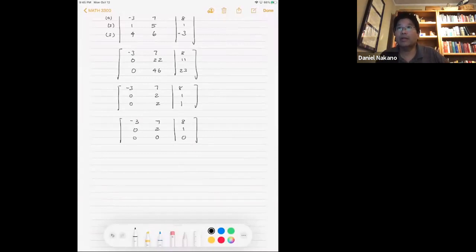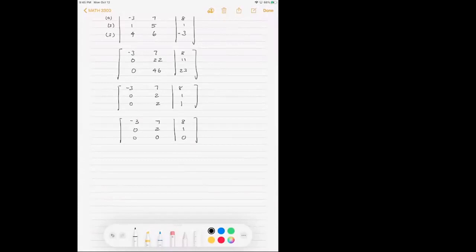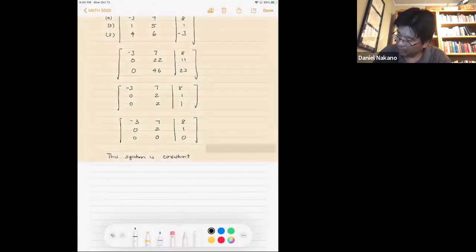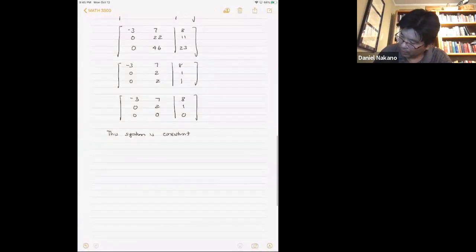So what can I say about the system of equations? It's consistent. Good. So this system is consistent. And so now we can actually solve to find the coordinates, right? Okay, so what do we get? Well, we get 2C2 is equal to 1. So C2 is equal to 1/2.